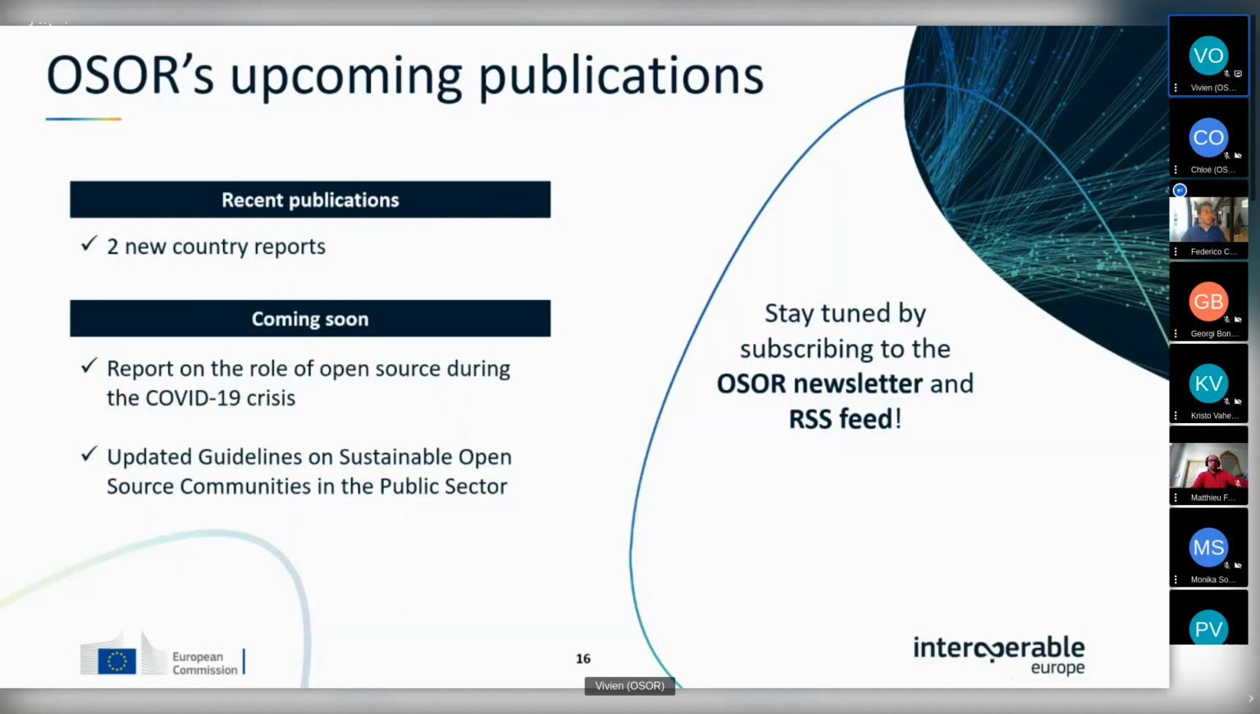And finally, there will also be the updated version of the guidelines on the sustainable open source community in the public sector. I mentioned that before at the beginning of the presentation. So this will be the 2021 version. If you wish to receive updates on the latest publications on OSOR, you can turn on the RSS feed or simply subscribe to our newsletter. You will receive it once a month, and it will contain all the main takeaways of the previous 4 weeks.